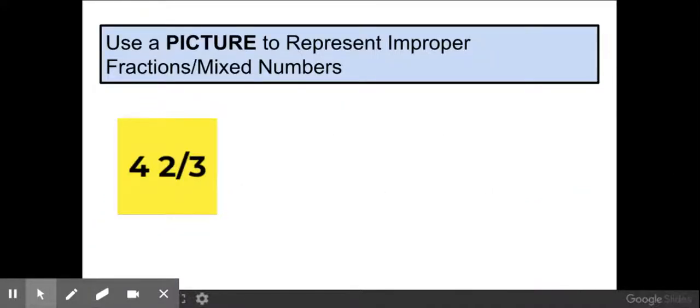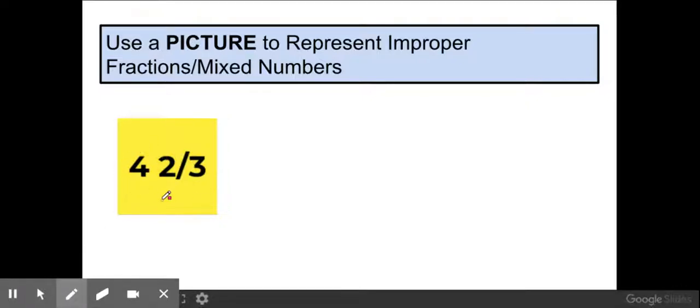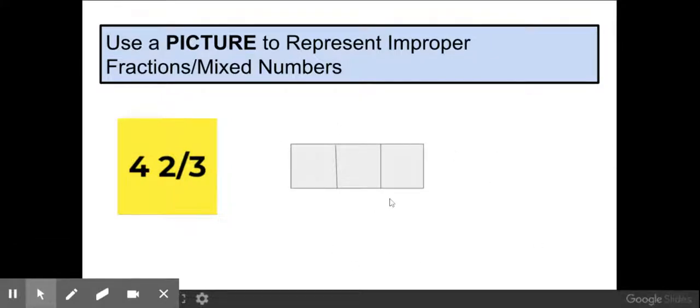First off, we're going to learn how to use a picture to represent improper fractions and mixed numbers. Before I start, it's a bit different to look at fractions on a computer. When I write a fraction like this, I really mean a whole 4 and 2/3. This is a mixed number, a whole 4 and 2/3. To represent this fraction, I can use any kind of model. I could use a rectangle separated into 3 pieces. I could use a circle separated into 3 pieces, as long as the pieces are equal.